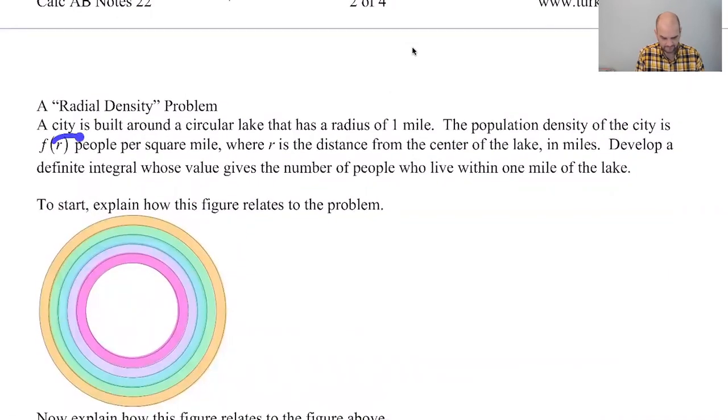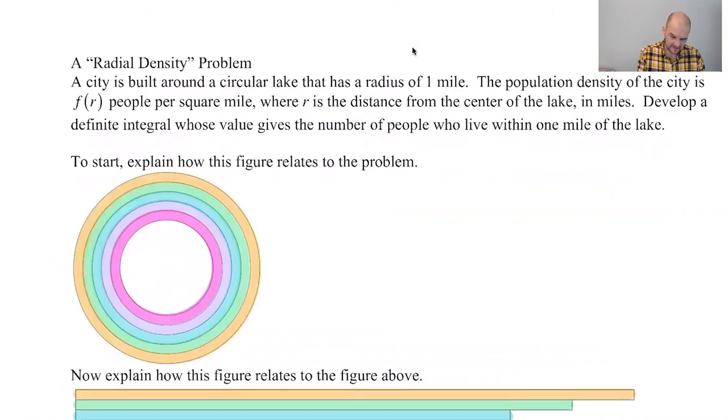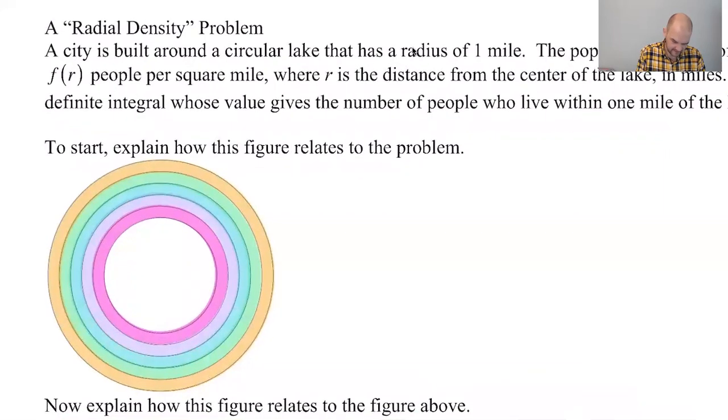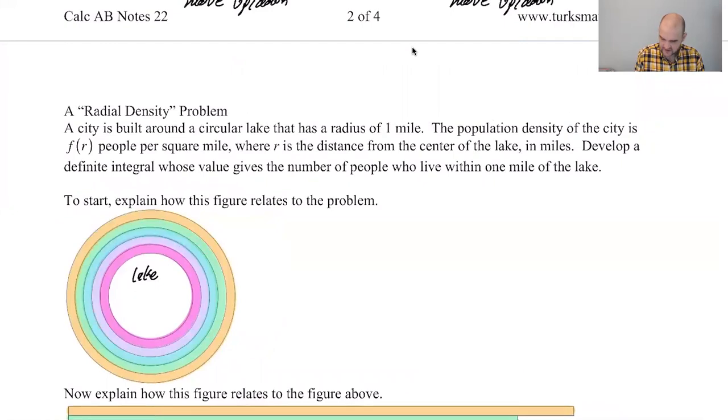A city is built around a circular lake that has a radius of 1 mile. All right, so what's our lake? This is our lake, right in here. The population density of the city is f(r), people per square mile, so it's a density function, where r is the distance from the center of the lake in miles. Okay, so the radius of the lake is 1 mile.